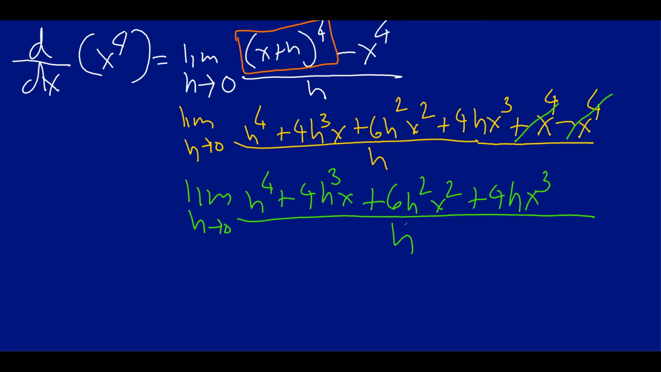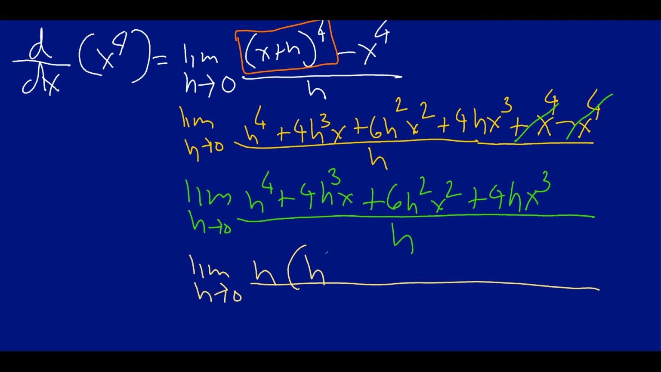And so now what we're going to do is factor out the h, and we end up with the following. So now we got the limit of h approaching 0, and now we're going to have this h on the outside, like so. And then inside parentheses, h to the third plus 4h squared x plus 6hx squared plus 4x to the third, all this over h. And so you can probably tell that these are going to cancel out right here.